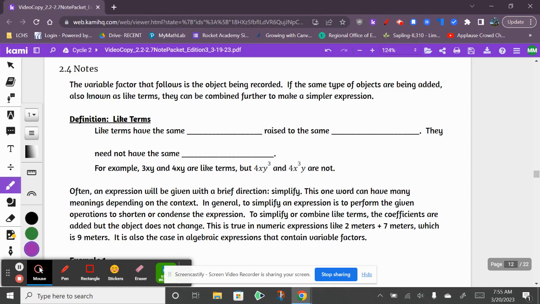If the same type of objects are being added, also known as like terms, they can be combined further to make a simpler expression. Like terms have the same variable raised to the same exponent. They do not need to have the same coefficient or leading number.